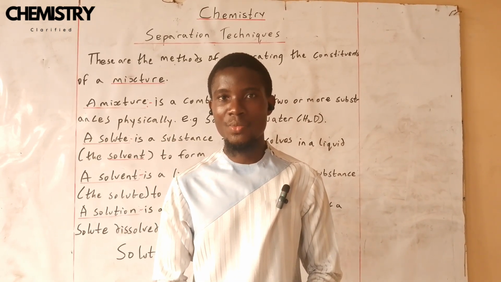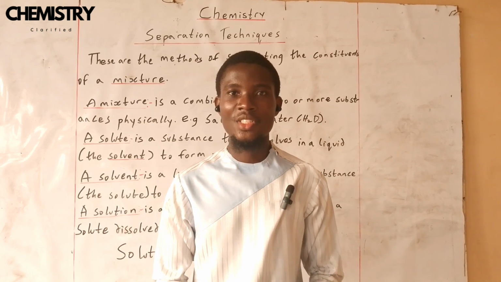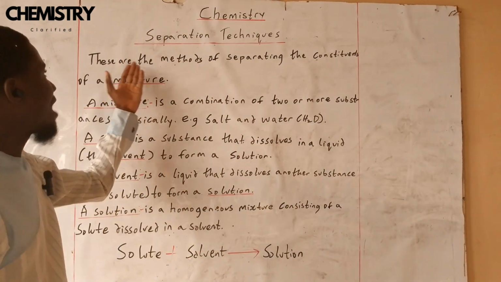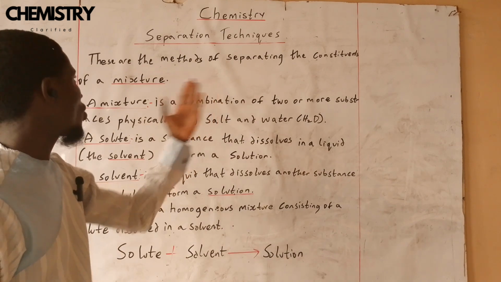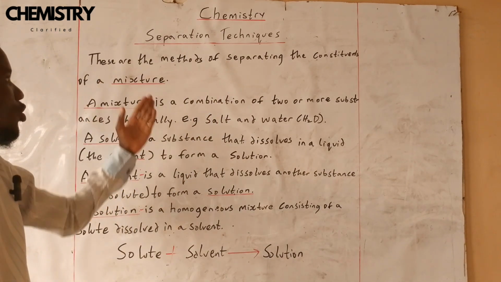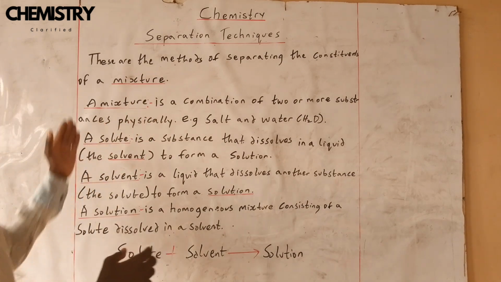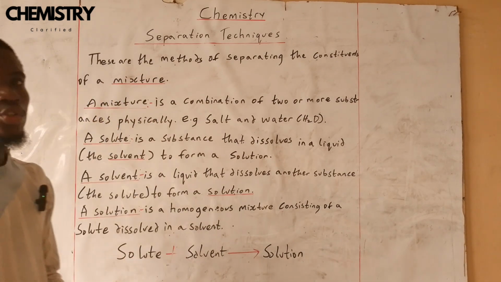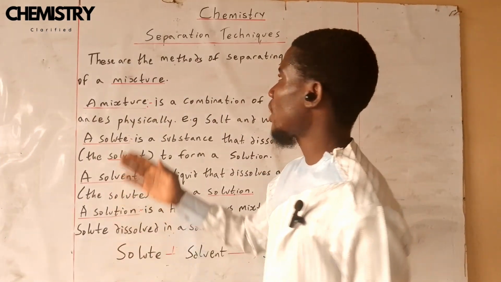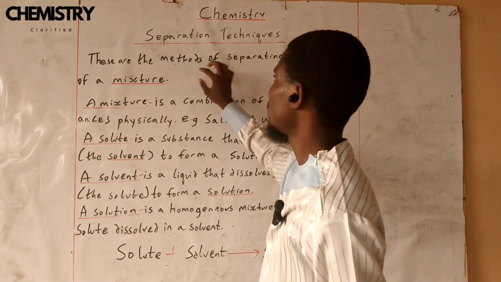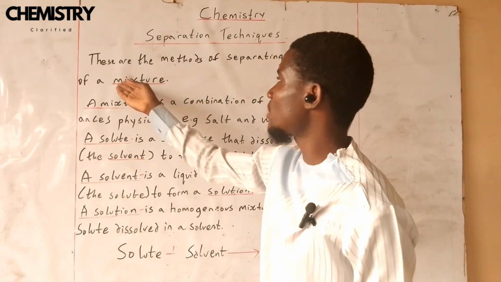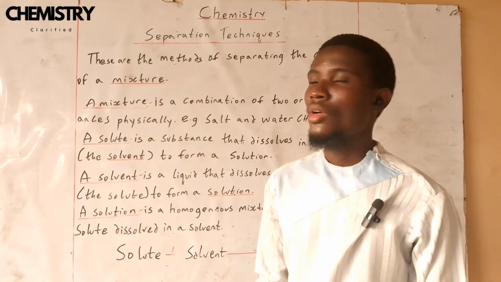Now, what is this separation technique? Separation techniques are the methods of separating the constituents of a mixture. Again, they are the methods of separating the constituents of a mixture. So, for instance, if you have salt mixing with water, you can use the separation technique method to separate that particular mixture. Now, what is the meaning of a mixture?